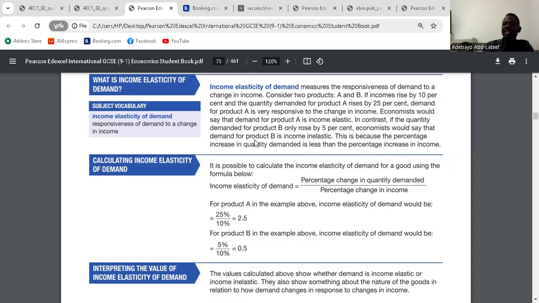This is because the percentage increase in the quantity demanded is less than the percentage increase in income. So, just like demand and supply, there's always inelasticity and elasticity in income. If there's a significant change in the quantity demanded of a product as a result of a change in the level of income, we say it is elastic. But if there's little or no significant change in the quantity demanded as a result of a change in the level of income, we say it is inelastic. Clear? Yes. So we go down.